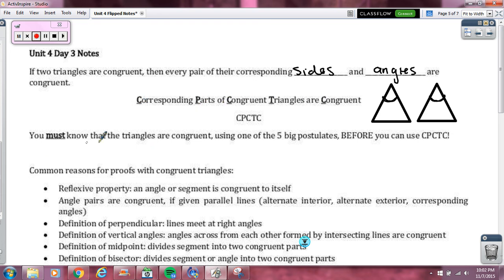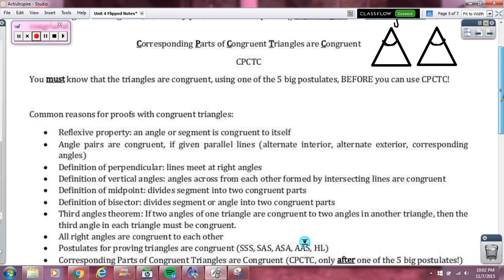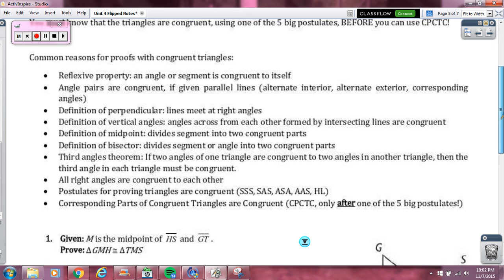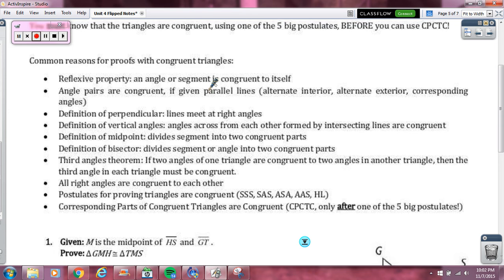You've got to know that the triangles are congruent using one of the big five postulates first, and then you can use CPCTC as a reason in a proof. Here are a bunch of other reasons that we're going to be using in our proofs that we do today and in class. You may need to pause the video and write in some of the ones that are missing, like reflexive property, perpendicular, midpoint, bisector. Add those definitions in, because we're going to be using them in some of the proofs we do.